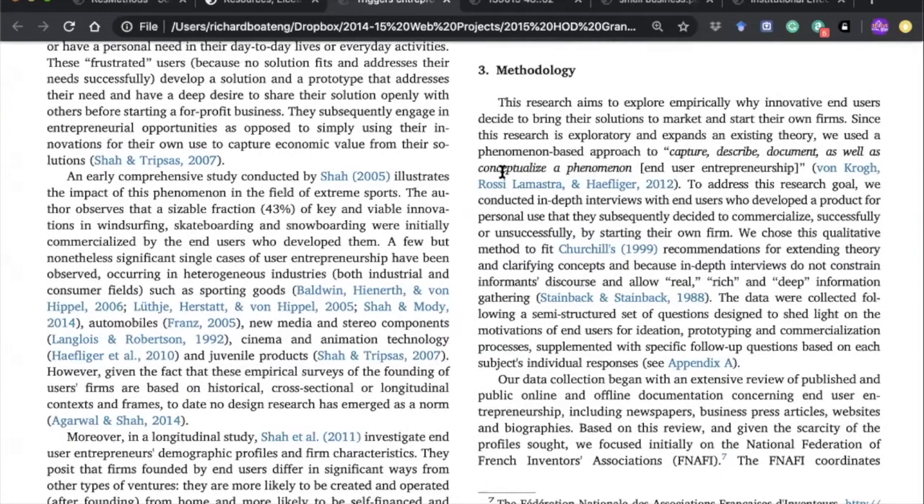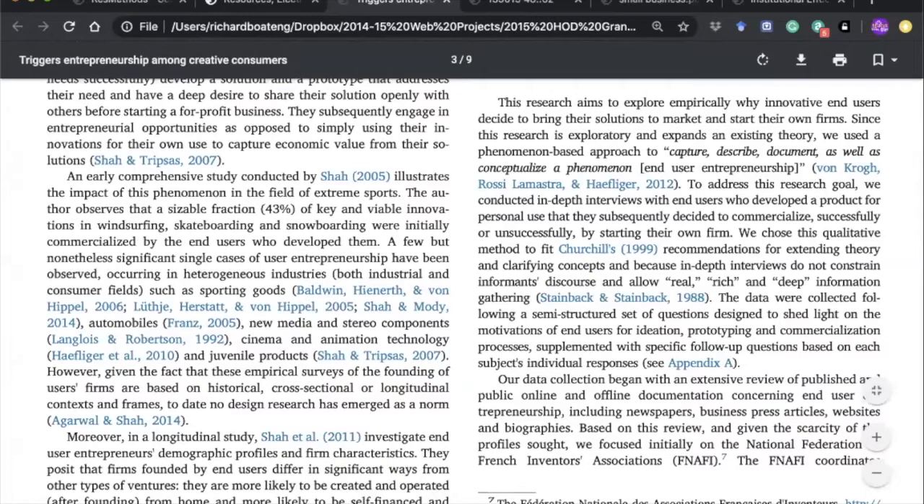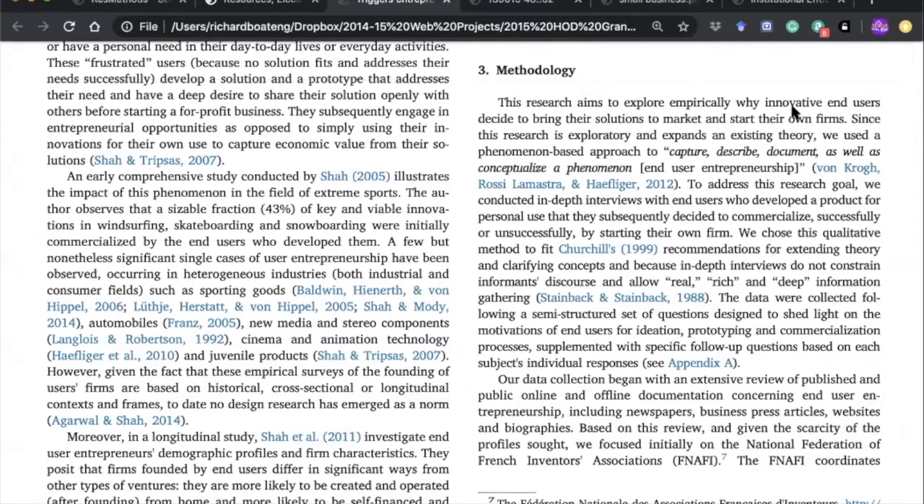Okay, this research aims to explore empirically why innovative end users decide to bring their solutions to market and start their own firms. Since this research is exploratory and expands on existing theory, we use a phenomenon-based approach to capture, describe, document, as well as conceptualize a phenomenon. That's very interesting, a phenomenon-based approach.